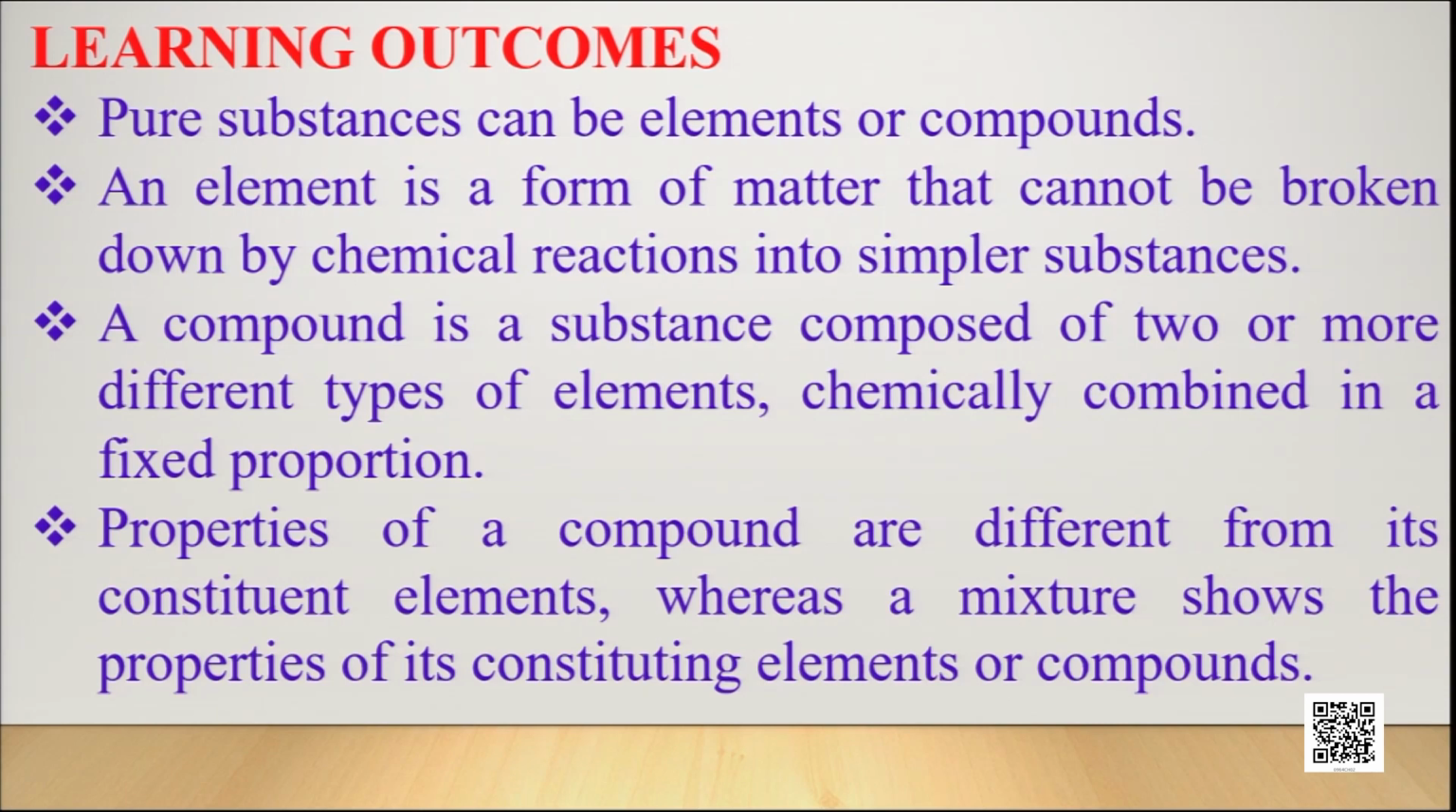An element is a form of matter that cannot be broken down by chemical reaction into simpler substances. A compound is a substance composed of two or more different types of elements chemically combined in a fixed proportion. Properties of a compound are different from its constituent elements, whereas a mixture shows the properties of its constituent elements or compounds.